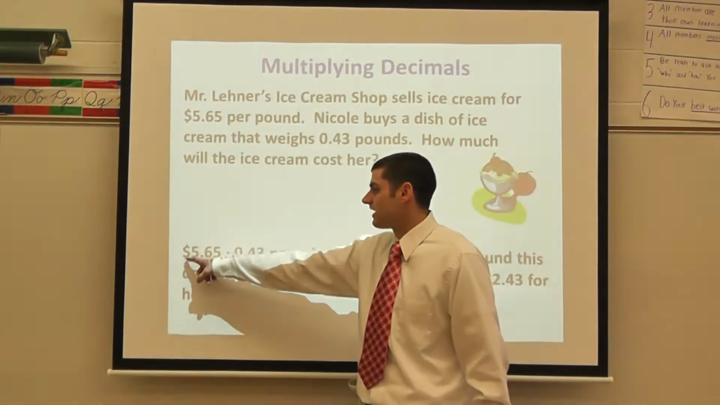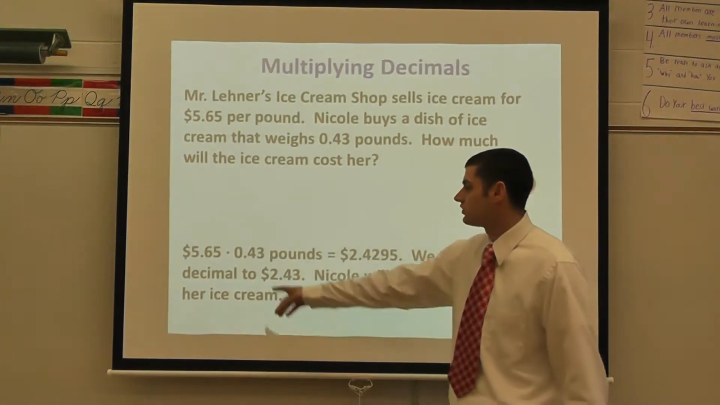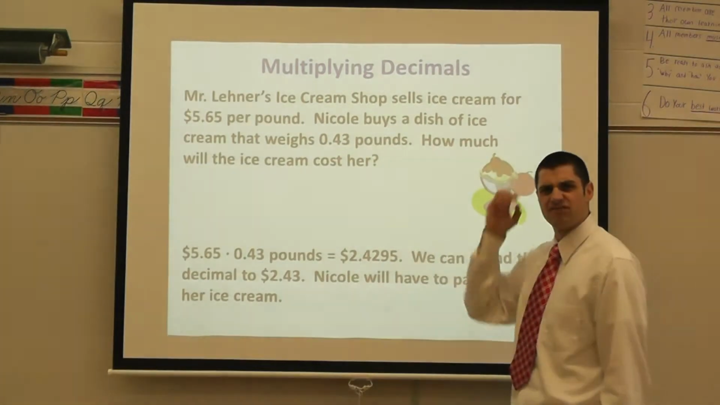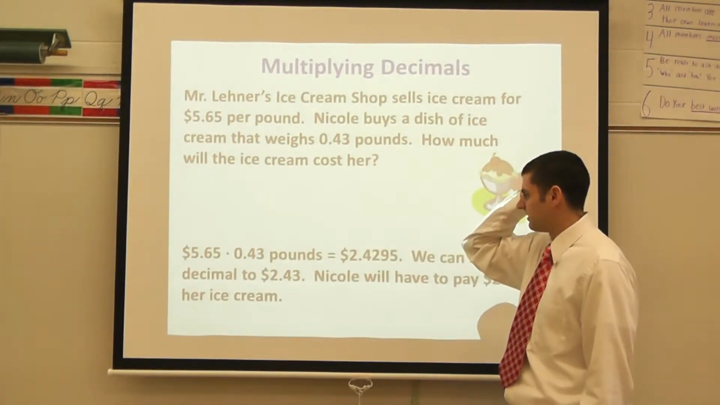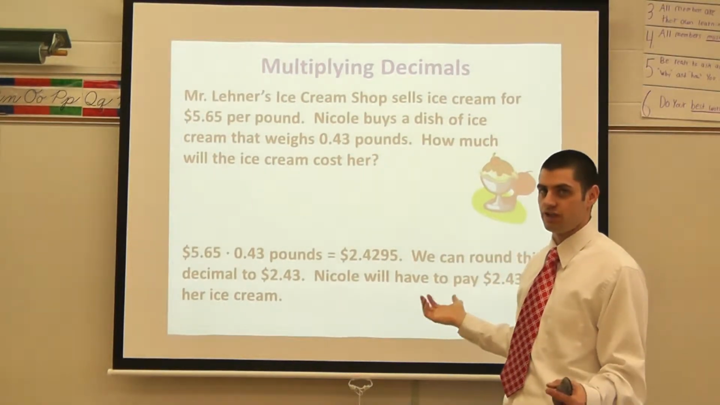So I'm going to take $5.65, multiply it by 0.43 of a pound, and that's going to equal 2.4295. Wait, what? 2.4295? That's a lot of decimals in there.